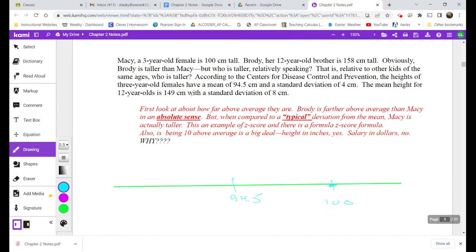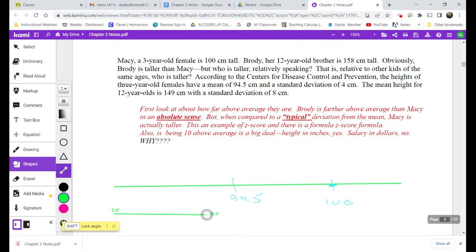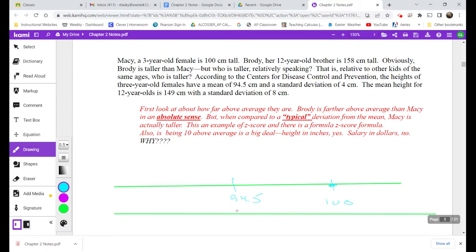All right. Then Brody is on another graph here. Let's do Brody down here. Brody is 158. So his mean is, no, 149, but he is 158. Okay, he's 158 centimeters tall.